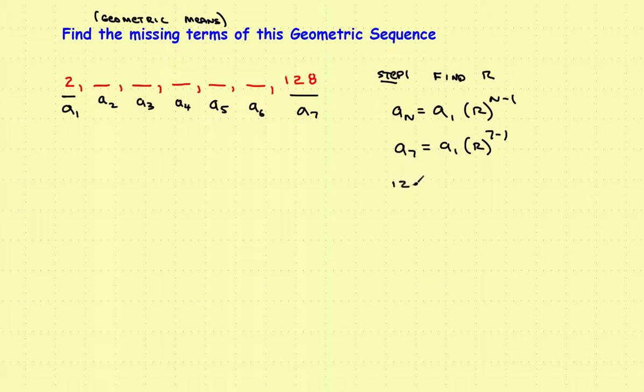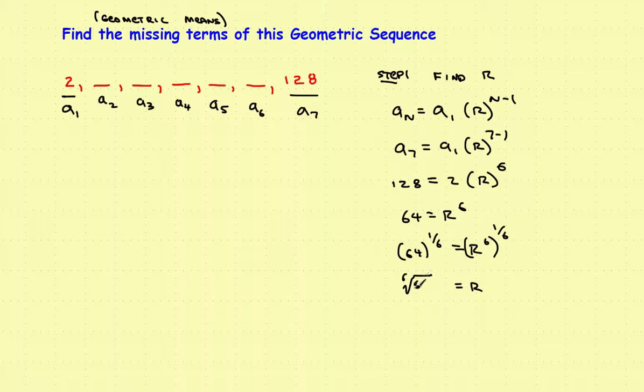So a sub 7 is 128. A sub 1 is 2. The common ratio is what we're solving for. This will all be to the 6th power. So divide both sides by 2, and you get 64 is equal to r to the 6th power. So go ahead and raise both sides to the 1/6 power. These 6's will cancel out, leaving you with an r, and this would be the 6th root of 64, which we'll go ahead and write like that. So the 6th root of 64, of course, is a 2, and that's going to give you r. But again, remember this is a plus or minus 2. It could be either one.